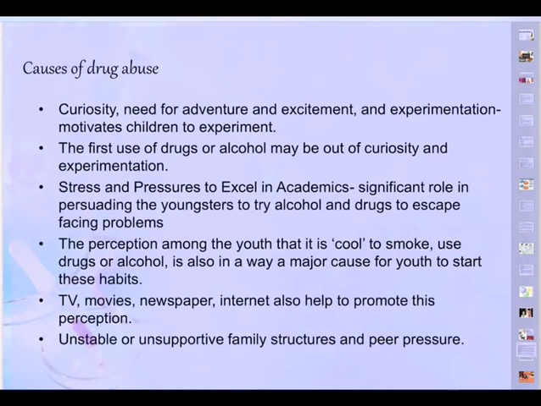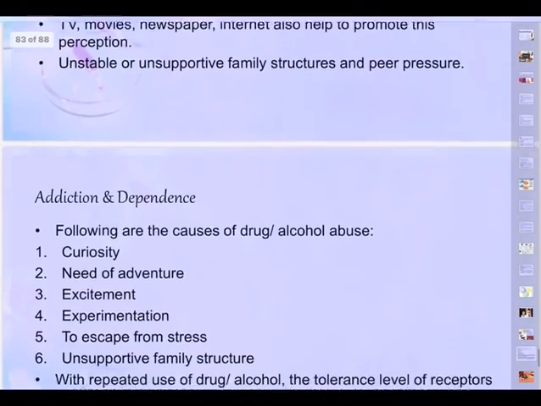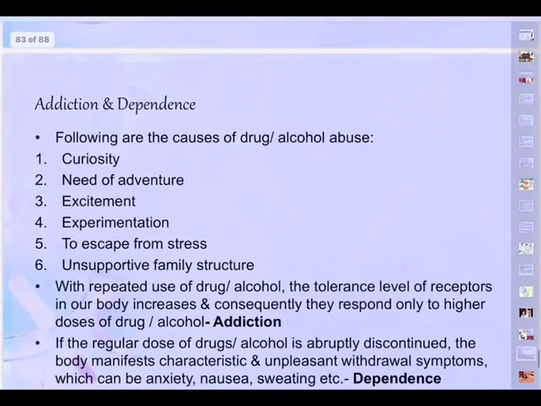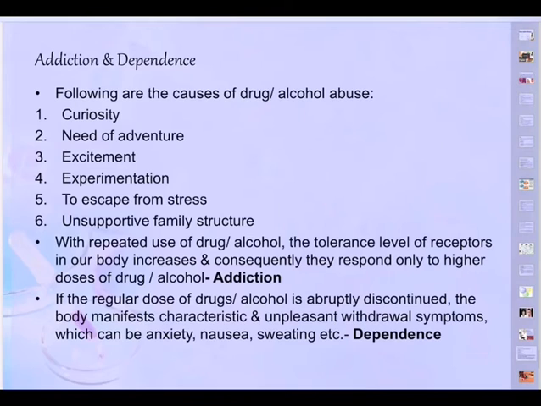So the first use of drugs or alcohol may be out of curiosity and experimentation. Stress, pressures to excel in academics, play a significant role in persuading the youngsters to try alcohol and drugs to escape facing problems. The perception among the youth that it is cool to smoke, use drugs or alcohol is also a major cause for youth to start these habits. And of course, the very bad movies, the TV channels, newspaper advertisements, and of course, the worst of worst, internet also promotes all these. And unstable, unsupportive family is the main cause for this, along with peer pressure. So be away from all this.